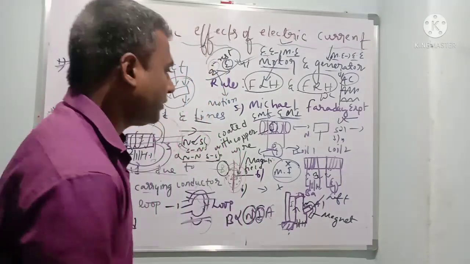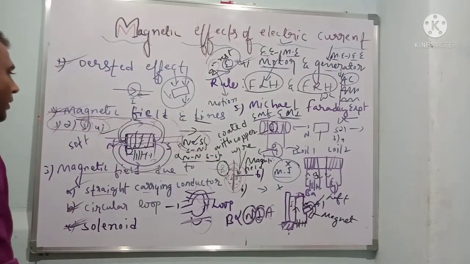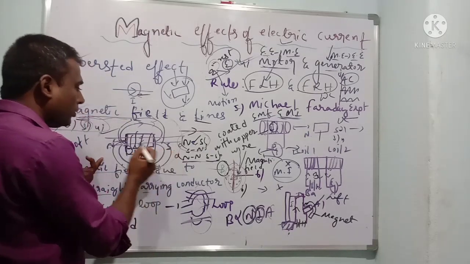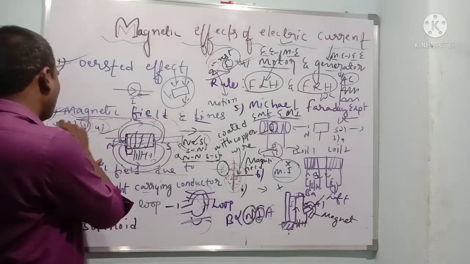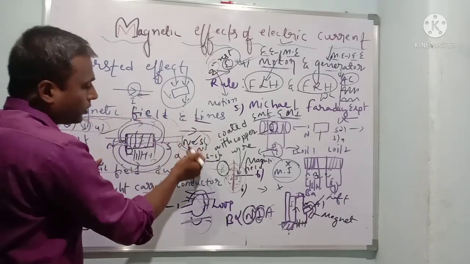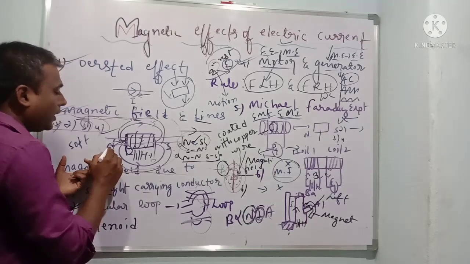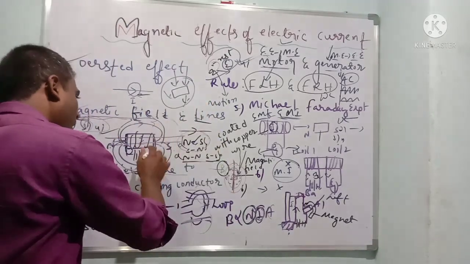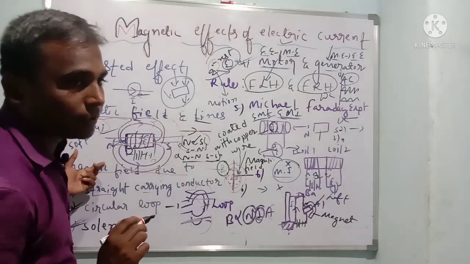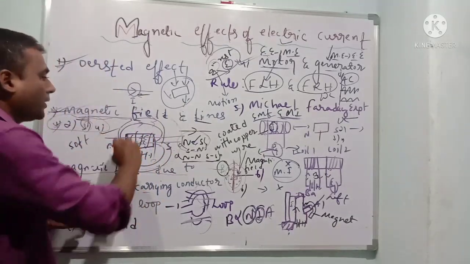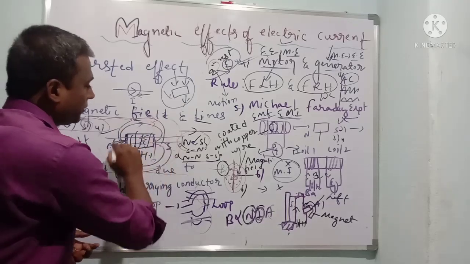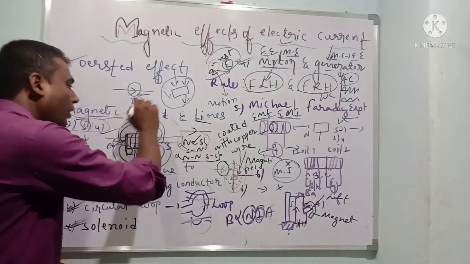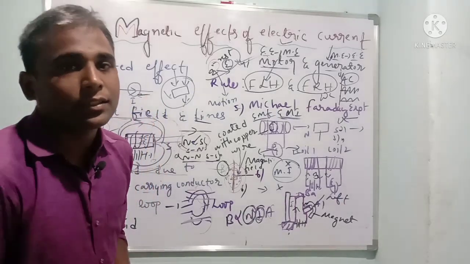Next, properties of magnetic field lines. Inside the magnet they move from south to north. First point over. Outside, north to south. They start at north, end at south. Inside, start at south, end at north. Third point, they are closed loops. Fourth point, they are always tangent to the magnet.